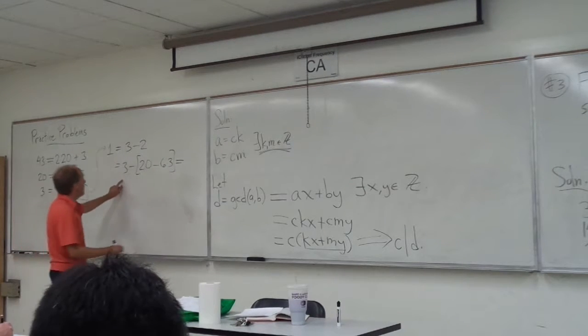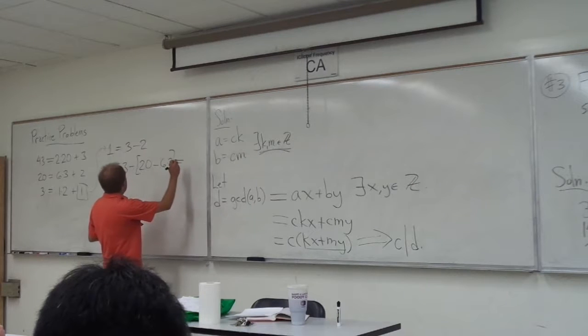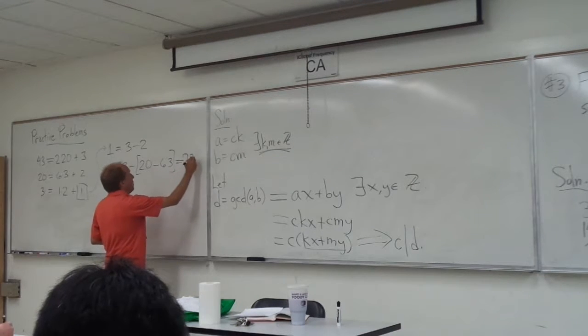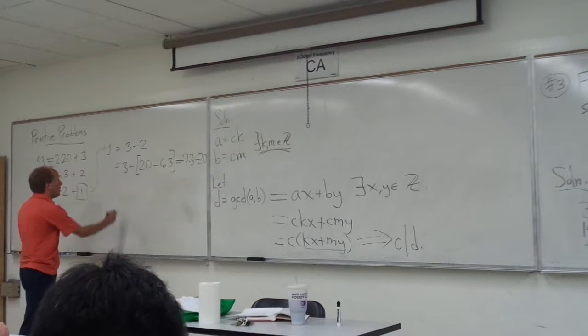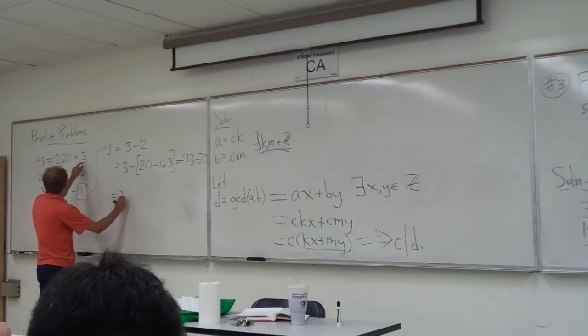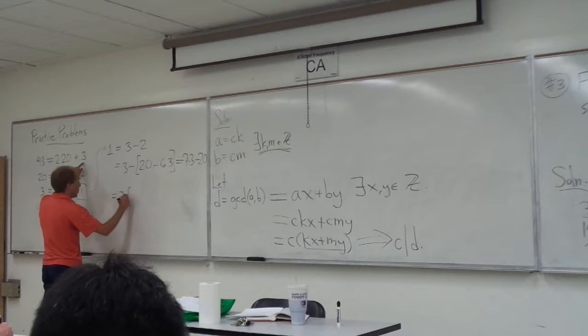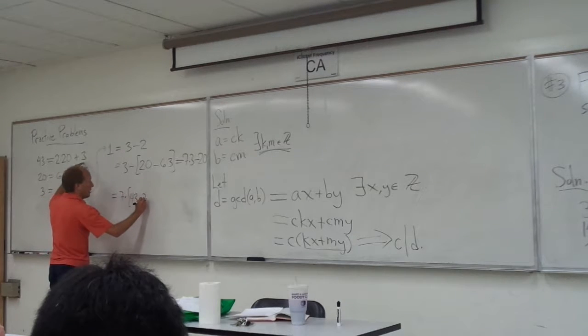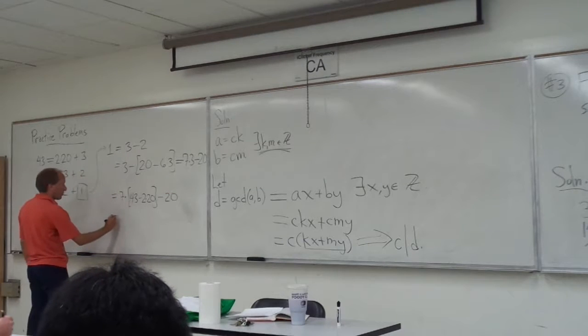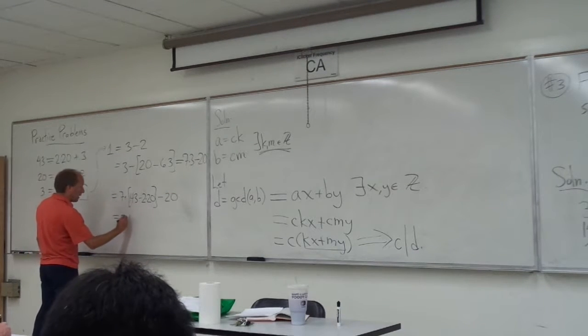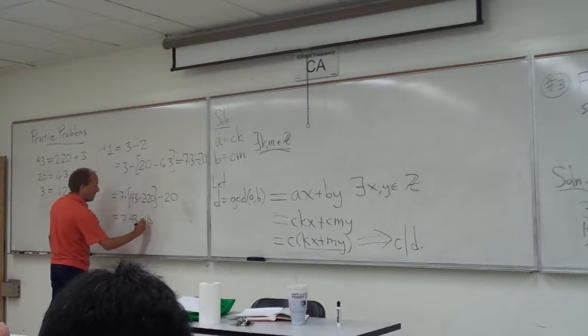So this is going to be 7 factors of 3 minus 20. Okay. And now I take the 3, which is the next smallest number on the chart here, and write it as 43 minus 2 times 20, and then minus 20. So that gives me 7 times 43 minus 15 times 20.